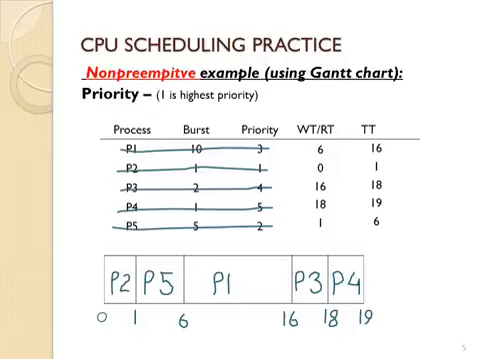And then to calculate the turnaround time, you take the last time when it terminated and subtract the arrival time. P1 finished at time 16, P2 at time 1, P3 at time 18, P4 at time 19, and P5 at time 6. So with that, you could add them all up and divide by 5, and you would get the average wait time and the average turnaround time.